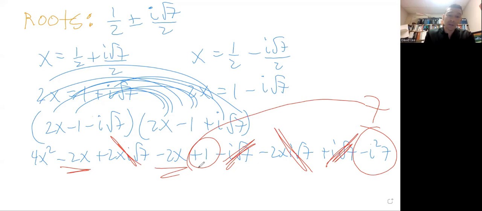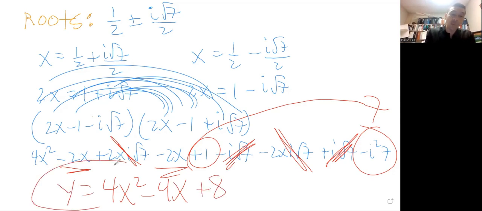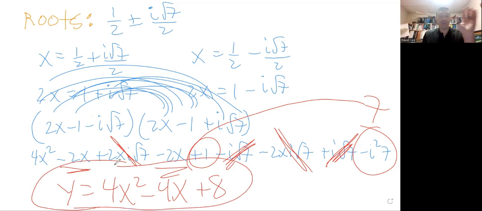So final answer, it looks like it would be y equals 4x squared minus 4x plus 8. This is one option. You could turn this in for 100%. The team next to you, the other people, they could say y equals x squared minus x plus 2.